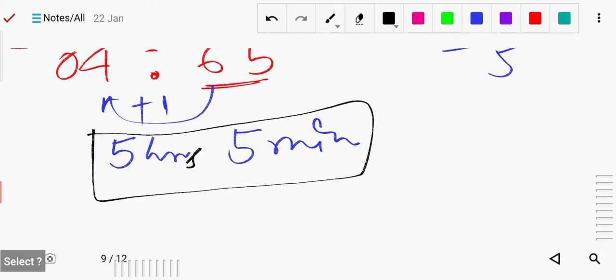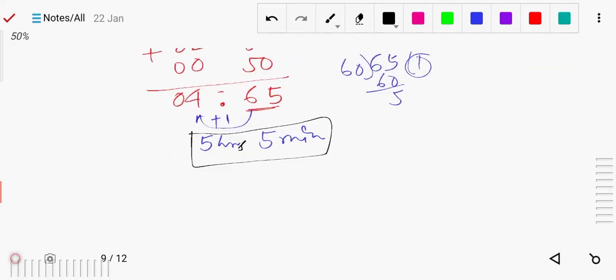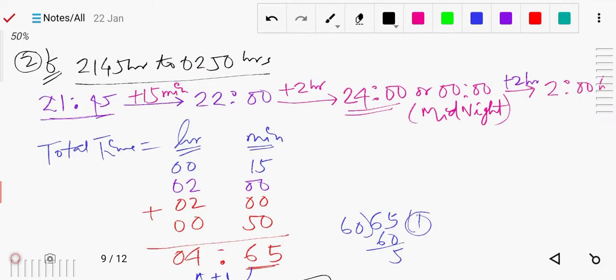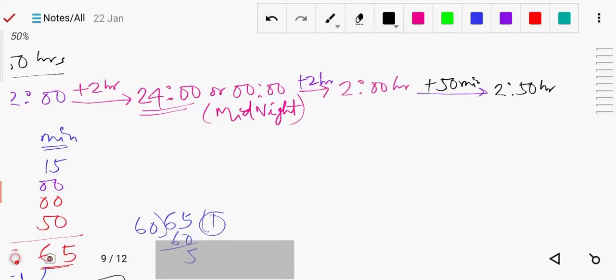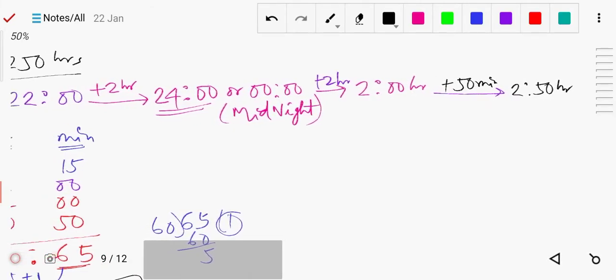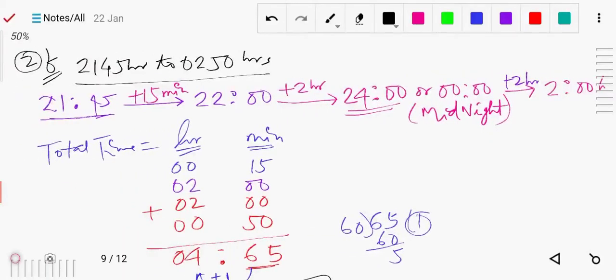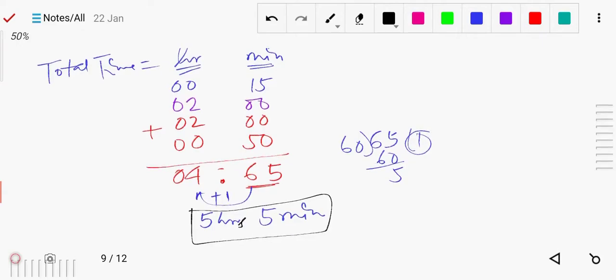So this is one of the methods. Likewise you can solve. Okay, just see it once again. This is your solution. In this way we have done it. So one by one we have added the time durations, and then after adding all of them we are adding them as a total. So this is one method.